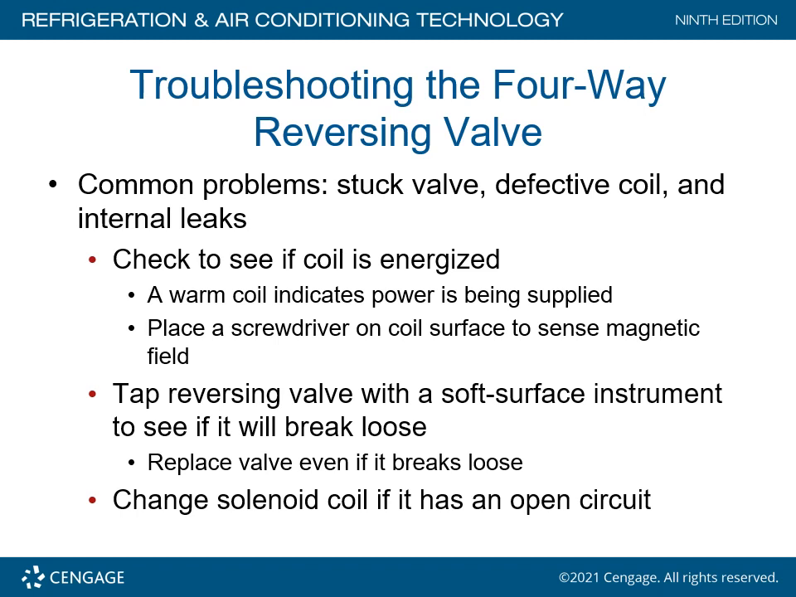Remember, on a solenoid you have a small 24-volt winding that is going to energize a steel plunger to move the solenoid in the center section. So what they're talking about is putting a screwdriver on the end bell to see if that magnet is working correctly to pull the solenoid. Another way to do it is to momentarily interrupt power to the reversing valve, the 24-volt connection to that valve. If you hear that distinctive click, typically that means the valve, as far as the solenoid is concerned, is working correctly. Tap the reversing valve with a soft-faced instrument to see if it will break loose. I don't want to use the term 'get a bigger hammer' because that's probably not appropriate here.